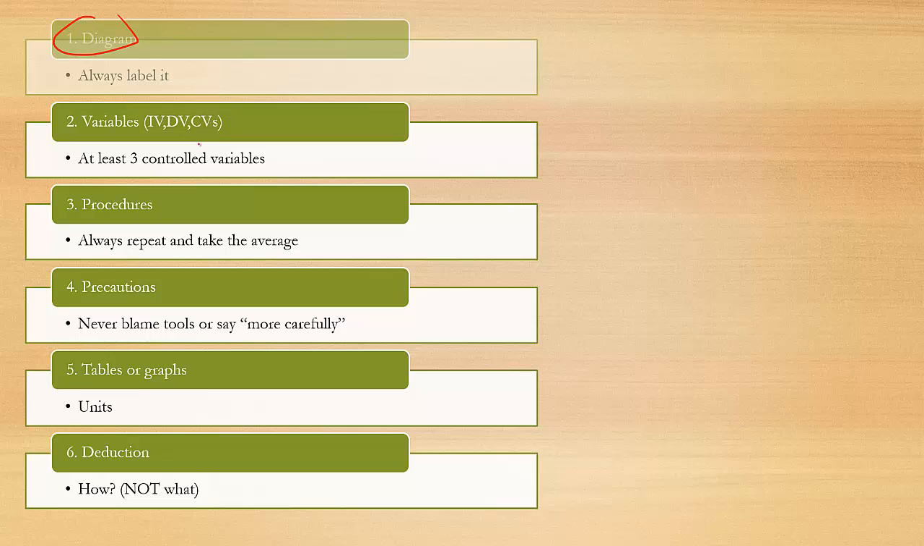Next is very traditionally, and the question will tell you as well, the 3 variables: IV, DV, and CVs. IV is something that you set, or you may say the input. DV, dependent variable, is basically what you measure, also known as the output. For control variable, I think it's very obvious. It's something that you keep constant so that you can have a fair test. For control variables, to be safe, if you are aiming for A star, then I would say at least write 3 control variables. Usually they may only require about 1 or 2, but I would say always write 3 control variables.